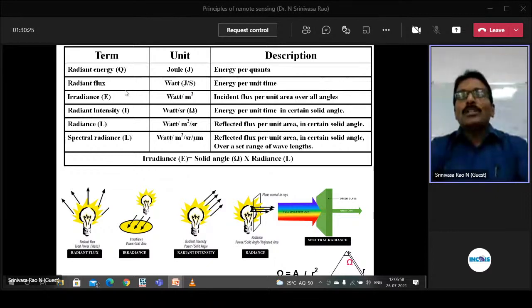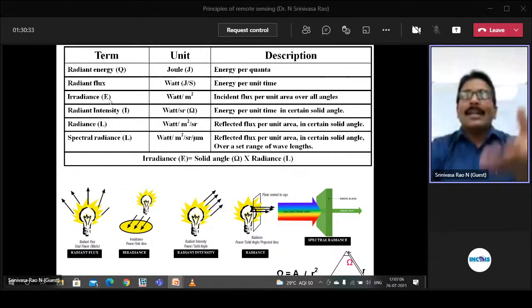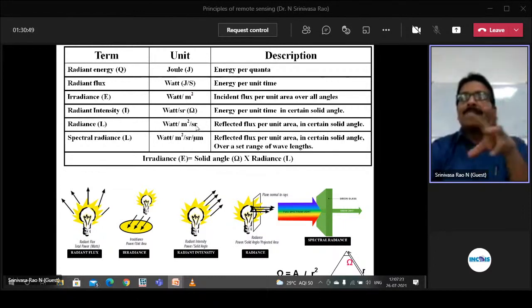So if you understand these words, in remote sensing most of the time we are using the words irradiance and radiance. Irradiance means the sunlight that falls on an ocean surface, earth or clouds, incident from all 360 degrees. That we call irradiance, watt per meter square. If you introduce a particular direction, we call it radiance. The relation between irradiance and radiance is the angle: irradiance equals some solid angle times the radiance. We can relate these two things. I hope everyone understood.